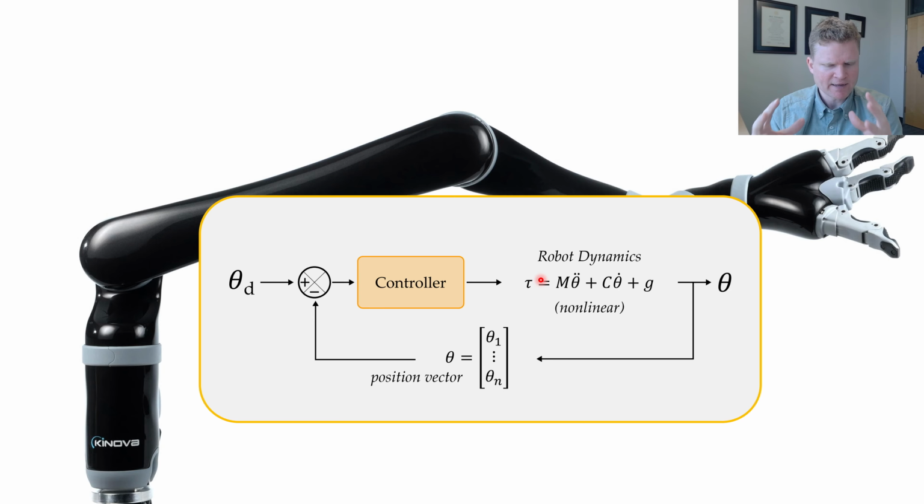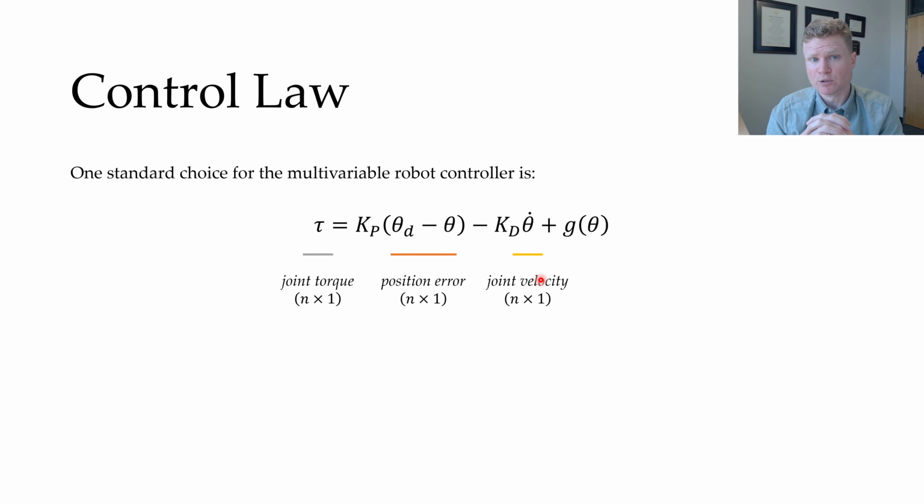A nice thing is that if I can find this controller, I can analyze the stability and performance of my entire robot arm, again, just looking at this one individual controller that I'm thinking about. So here's an example of one of these multivariable control laws. That's what you see right here. I've got my joint torques, and again, these are the torques that I'm commanding to all the different joints along my robot arm. If my robot arm has n joints, this will be an n by 1 vector.